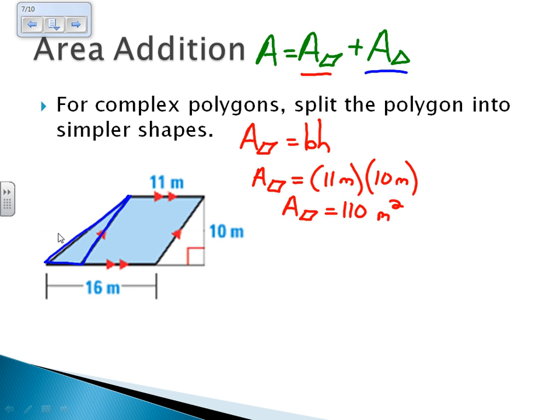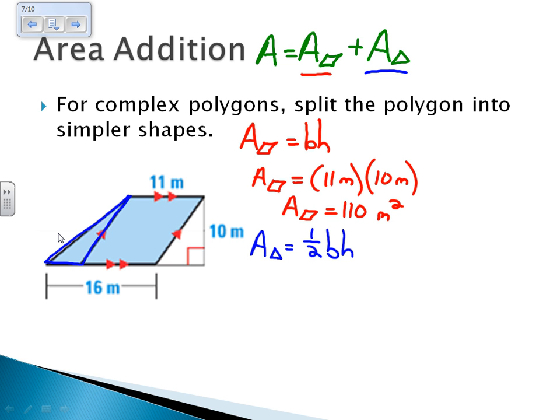The area of the triangle, what's the formula? Half the base times the height. What should we use for the base? Please raise your hand. Mauricio? 5. Why 5? Because it's 11 feet on this parallelogram, and you subtract 11 from 16.